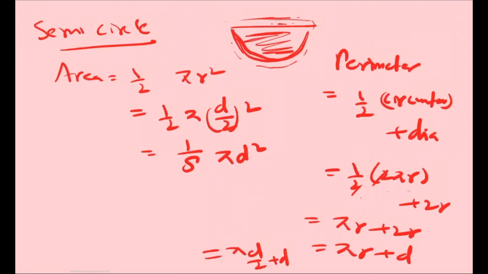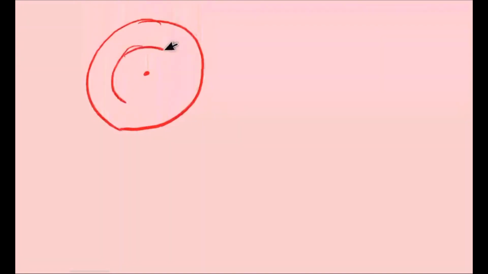So students, we go through the next topic. Let here is a circle, and here is a concentric circle also. Concentric circle means circles with the same center. Then this shape is known as a ring.